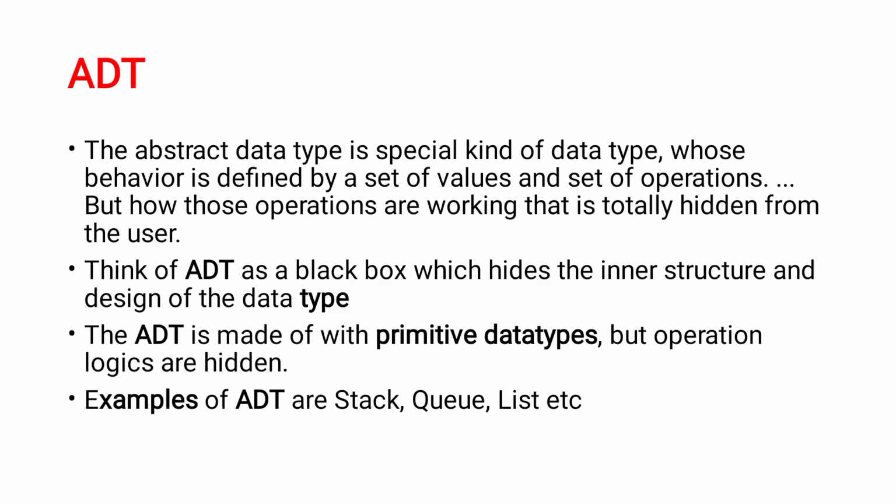The abstract data type is a special kind of data type whose behavior is defined by a set of values and a set of operations, but how these operations work is totally hidden from the user. Think of an ADT as a black box which hides the inner structure and the design of the data type. The ADT is made with primitive data types, but the operation logic is hidden. Examples of ADT are stack, queue, list, etc.